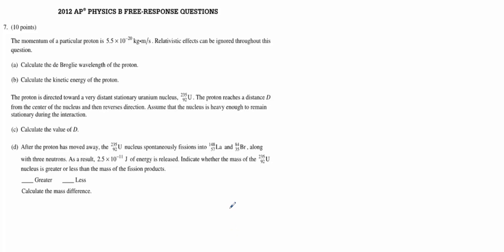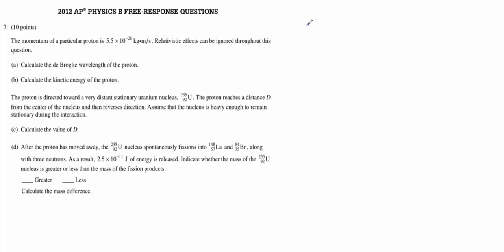Alright, this is number 7 from the 2002 AP Physics B exam. This is a modern physics problem. And in the problem, we're given the momentum of a proton. We don't have to worry about anything dealing with relativity. And we want to know the de Broglie wavelength of that proton.